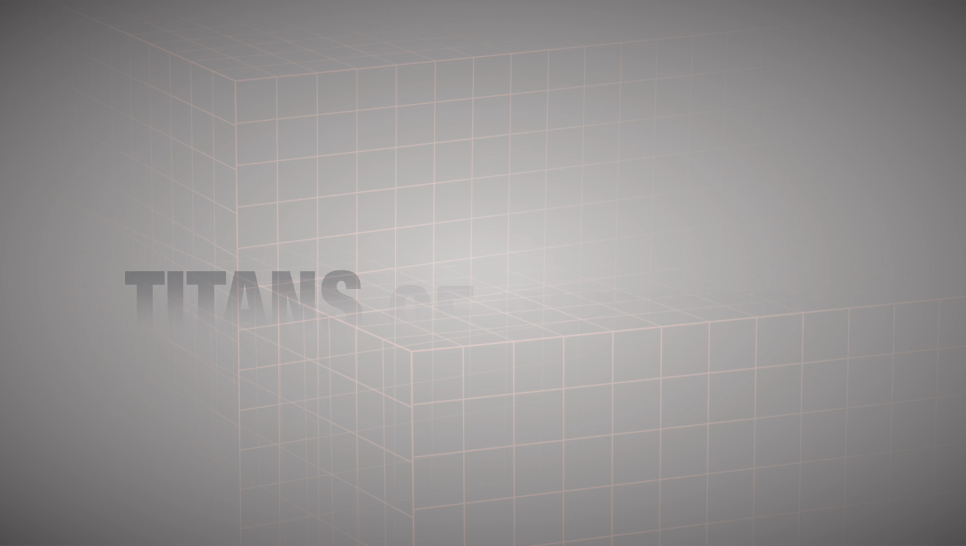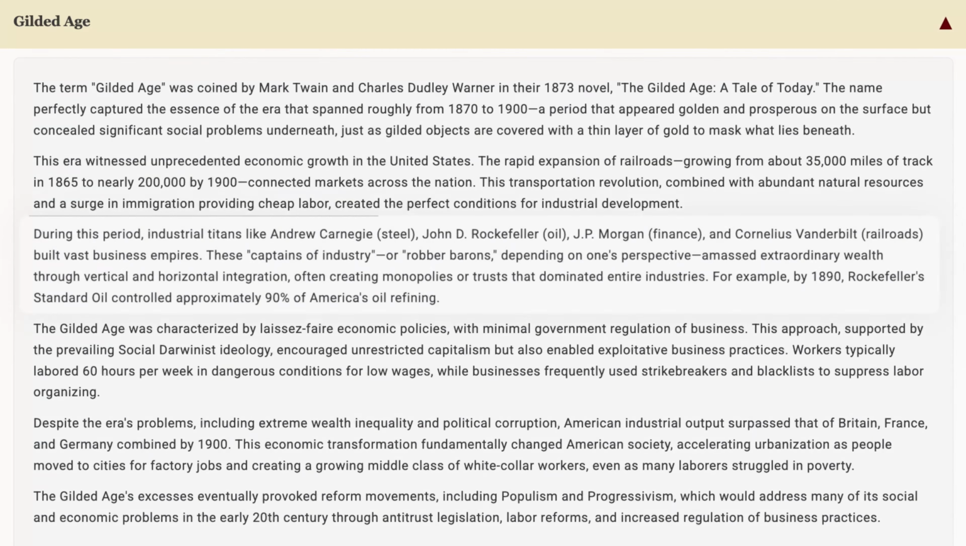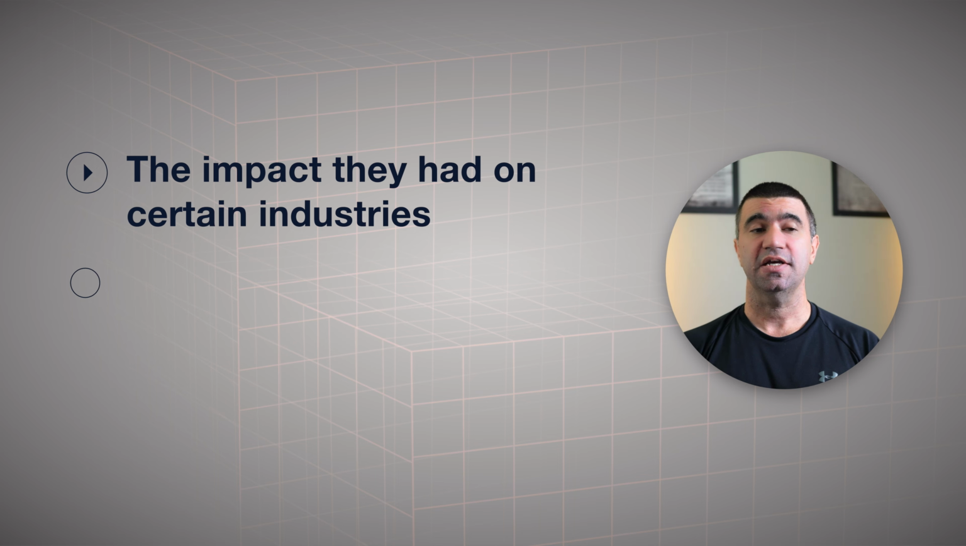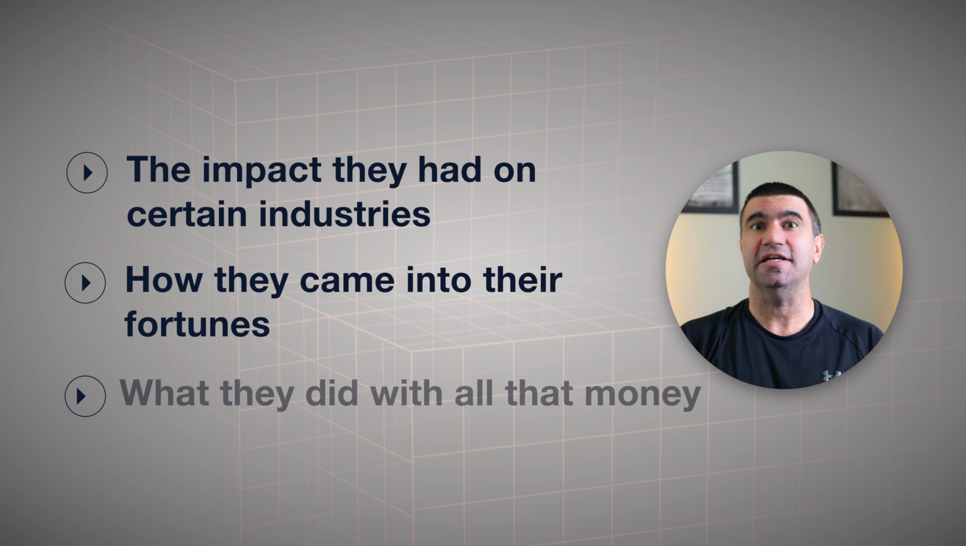You should also know the titans of industry, especially during the Gilded Age. Folks like Carnegie, Rockefeller, Morgan, and Vanderbilt. Again, you don't need to go too deep, but I would understand the impact they had on certain industries, how they came into their fortunes, and what they did with all that money.